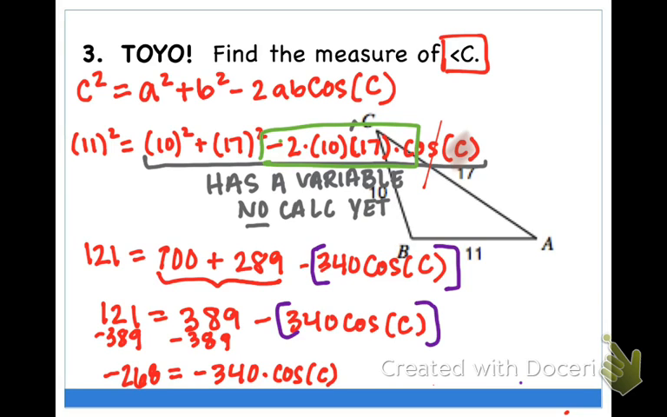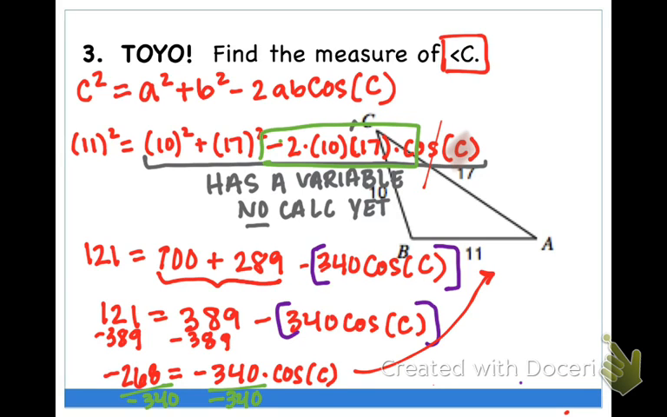And this is starting to get into what we talked about a little bit last week, very briefly last week. I am going to want to end up getting cosine of C alone so that I can do some inverse cosine. So in order to do that, we're going to do some division. I'm going to divide by -340 on both sides. And I'm running out of space, but hopefully you can follow along. I'm going to do it over here.